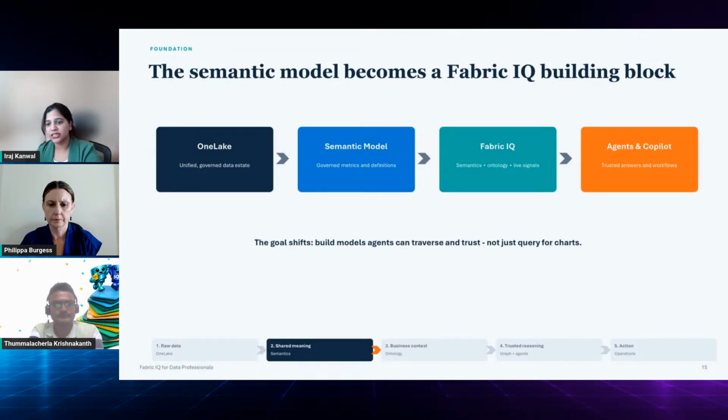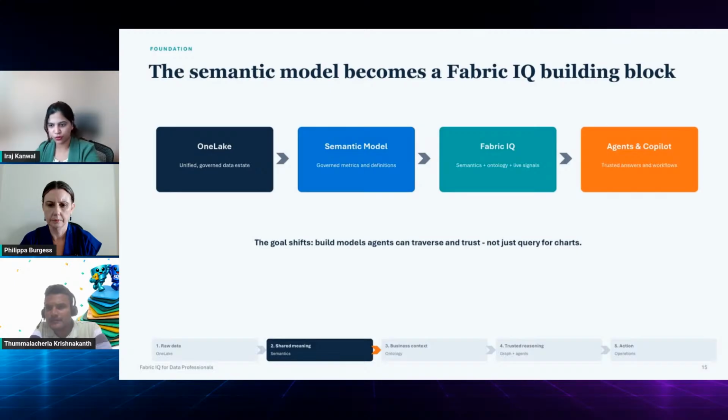Whereas in the agent era, the same semantic model becomes more important. It becomes part of the context that an agent can use to answer a question, instead of the agent directly inspecting raw tables that can be messier and lack business context. So it can rely on the governed definitions already curated by the data teams.